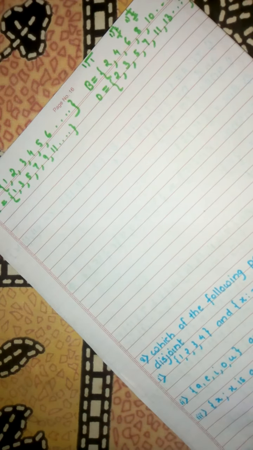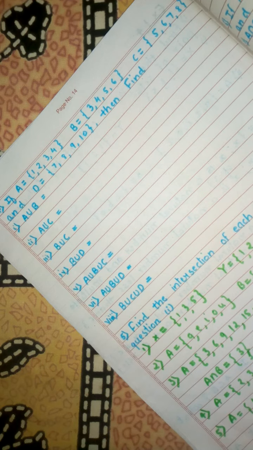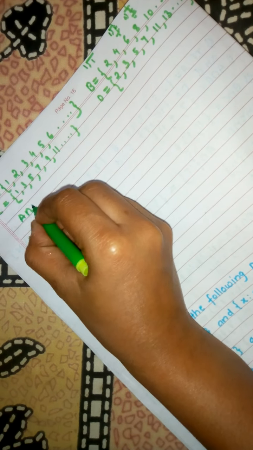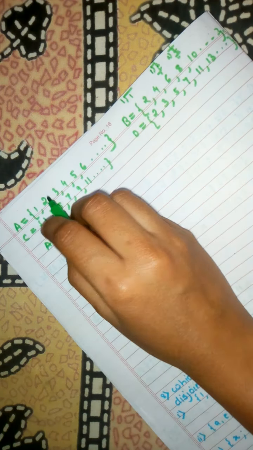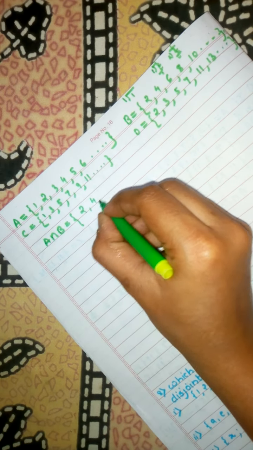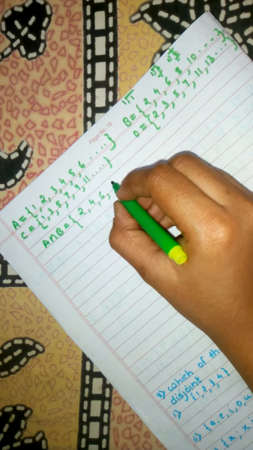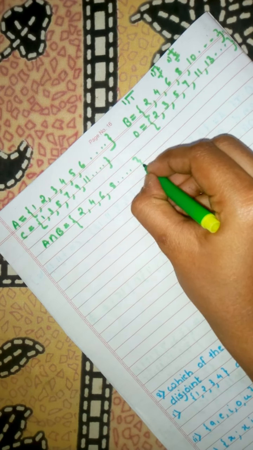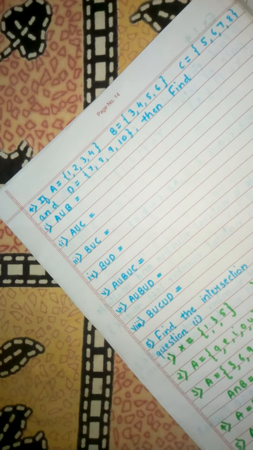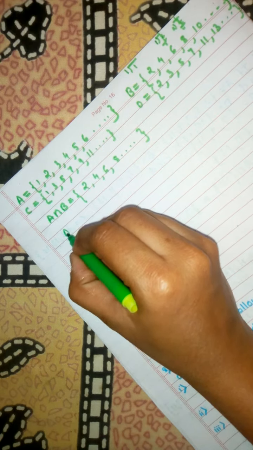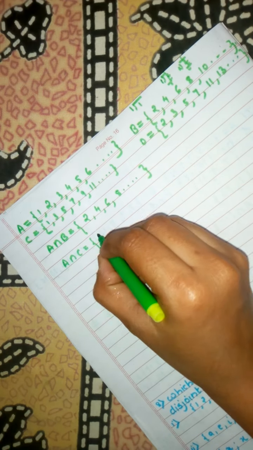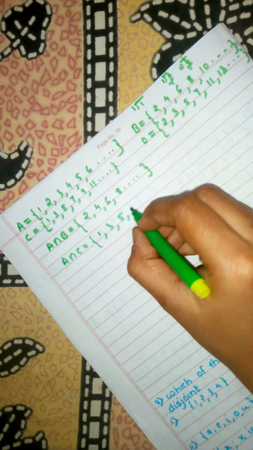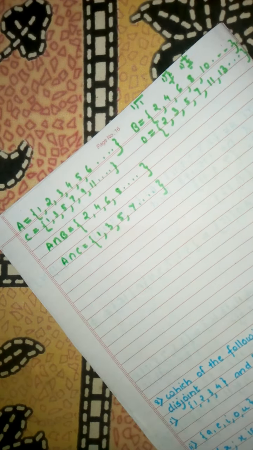Now once this is done, it's very simple. First we have to find A intersection B. Let us see what are the common elements to A and B. Here we can see that the common elements are 2, 4, 6, then 8 and so on. All even natural numbers are common to both A and B. Now the next question is A intersection C. The common elements are 1, 3, 5, 7. This will be A intersection C.